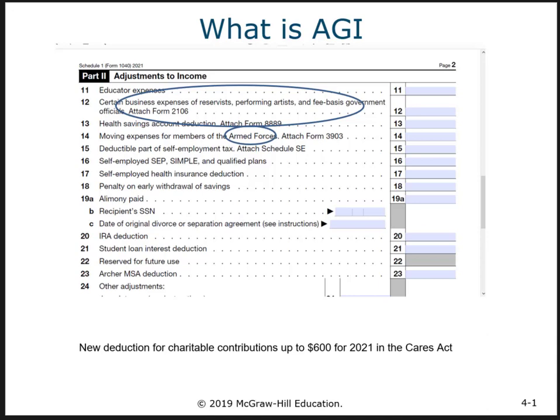It is no longer. And so Form 2106, while it still exists, is only for those three groups of people: reservists, performing artists, and fee-basis government officials. Because that's so narrow, we are not going to talk about what goes into that. Okay, so it's circled here as something we're not going to worry about. Don't get that mixed up with business expenses that used to be deductible prior to 2018 for lots of people. Now they are very, very narrow.